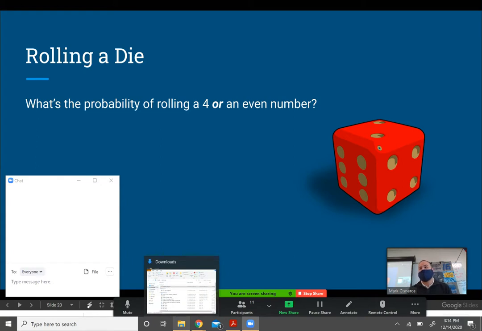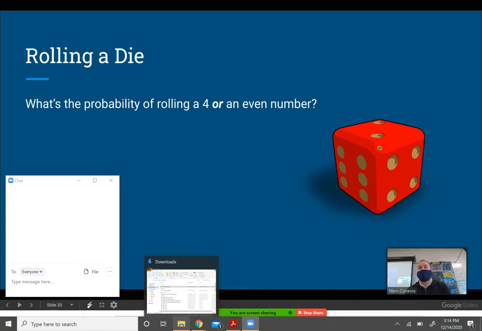Because it's an even number still? 3 out of 6 because a 4 is already an even number. We can't just add the last 2 problems. We can't add the 3 out of 6 plus the 1 out of 6. Why not? Because it's not another 4. There's not another 4 on the die, right? 4 is already an even number.